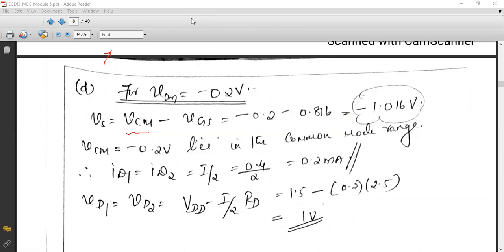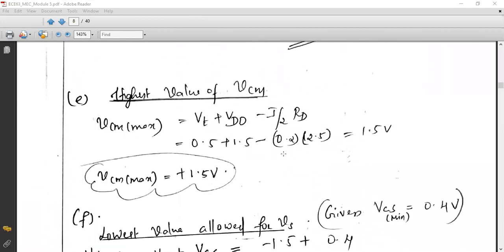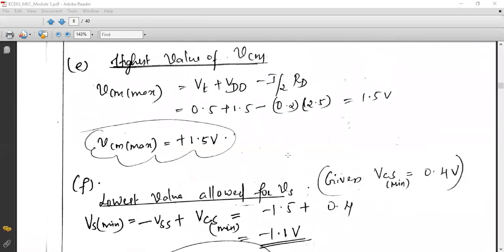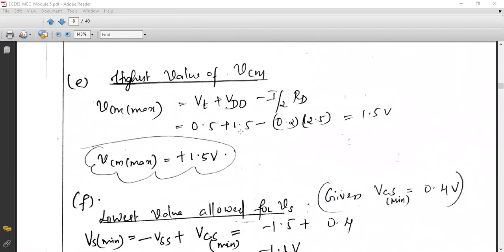Is that clear? That we are looking into the next configuration, that is nothing but your differential configuration. Now this part E and part F already you have done, right? That is the highest value of VCM and the lowest value of Vs, and thereby we need to find VCM min. Let's check it. What is the highest value of VCM?